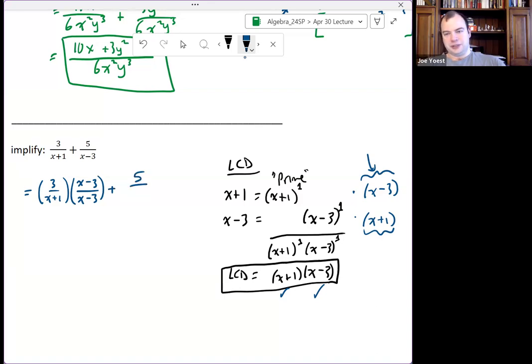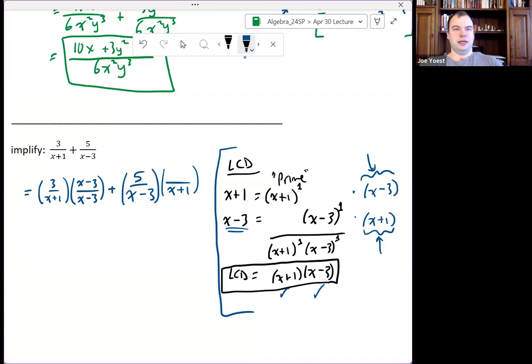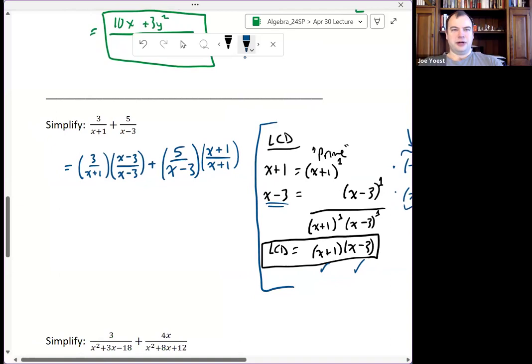Same thing for my second fraction, 5 over x minus 3. This one has an x minus 3 in it, but it needs to pick up an x plus 1. We multiply that factor of x plus 1 in the denominator, but again, we need to multiply by the same thing in the numerator as well, so that we don't change the value of that fraction. So we have an equivalent fraction, but it should have the LCD as its denominator now.